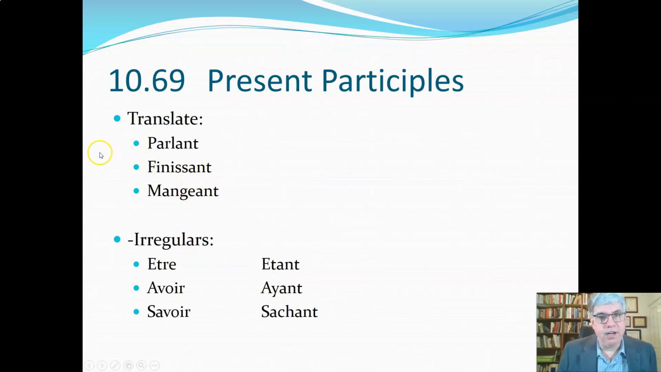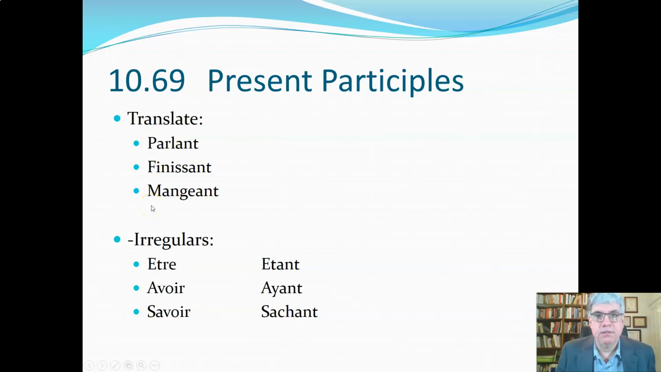So let's try these. I'll read the present participles, and you say out loud what you think they are. Parlant, that'd be speaking. Finissant, finishing.